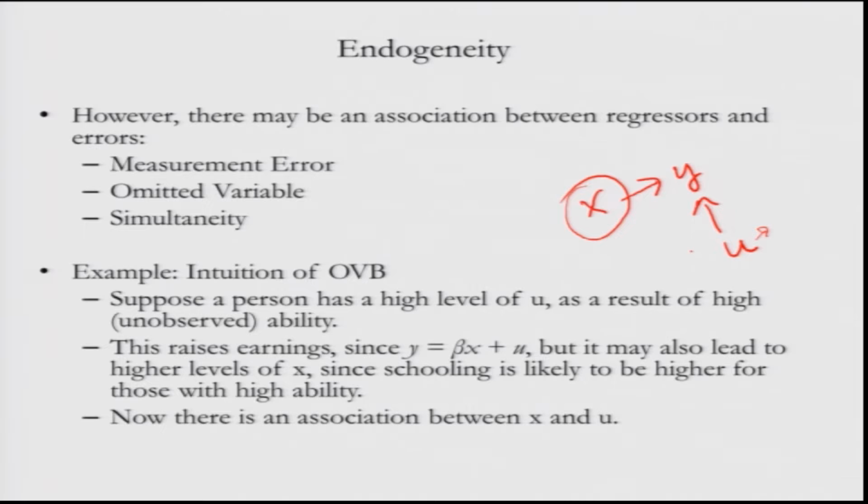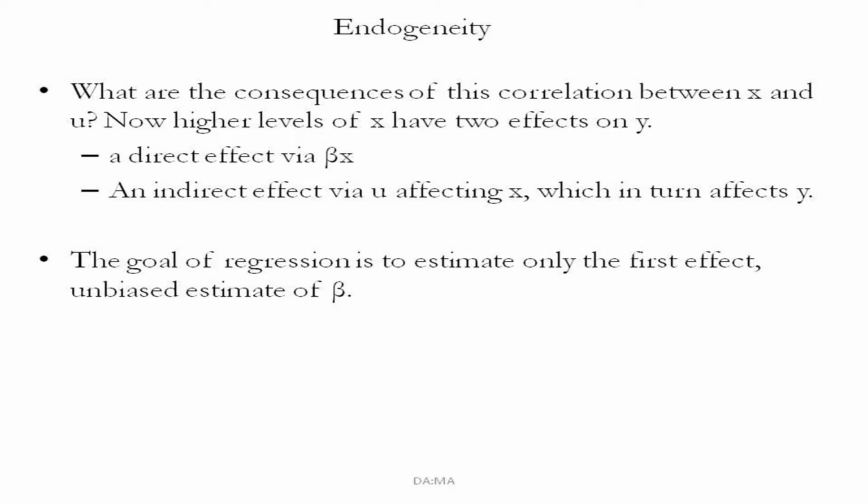But now when we assume an association, or when there is a possibility of an association between x and u, what we are saying is that there is a direct effect of x on y, which is captured by beta x, but there is also an effect of u on y via x. So when x increases, there is a direct effect via beta x and an indirect effect via u affecting x, which in turn affects y. Now, the goal of regression is to estimate only the first effect, which is the unbiased effect of x on y, which is captured in beta.